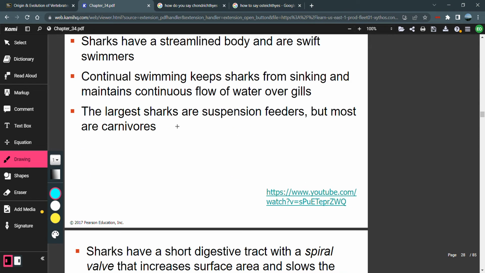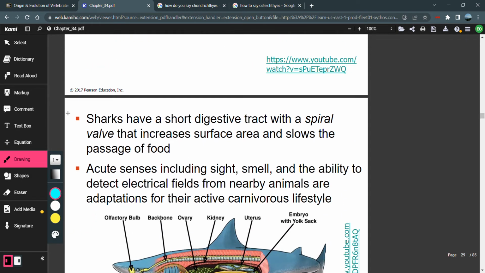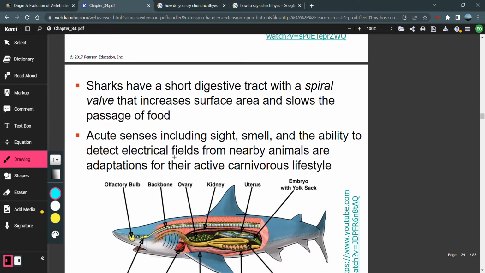The largest sharks are suspension feeders, and most are carnivores. They have a short digestive tract with a spiral valve that increases surface area and slows down the passage of food. Like a slide, if you imagine a slide coiled up really, really tight, it looks small, but if you stretch it out and remove all those spirals, it would be a really, really long slide because of its high surface area.